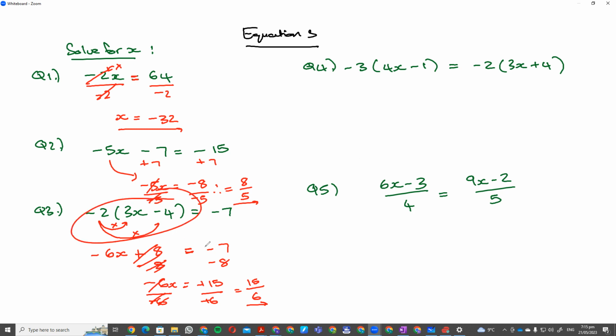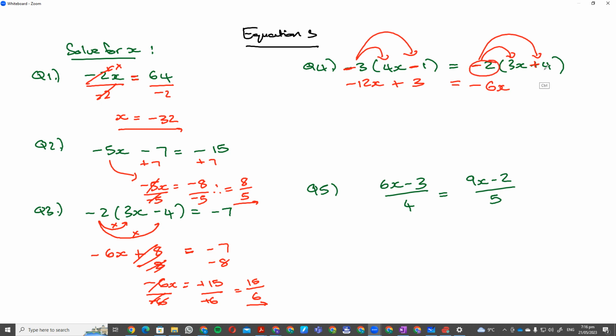Next one, we have 2 of these brackets, so we're going to apply the multiplying on both sides. Multiply twice. Don't forget to multiply twice. Don't forget negatives. 2 negatives will make a positive, and a negative and a positive makes a negative. So carefully, negative 12x plus 3. Negative 3 times 4x is negative 12x. Negative 3 times negative 1 is positive 3. Negative 2 times 3 is negative 6x. And negative 2 times positive 4 is negative 8. Negative and positive becomes negative. Let's write that down quickly.